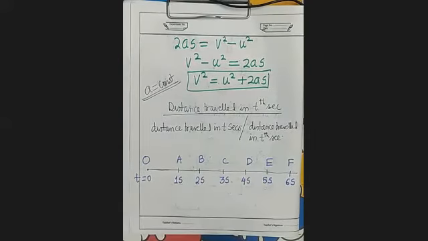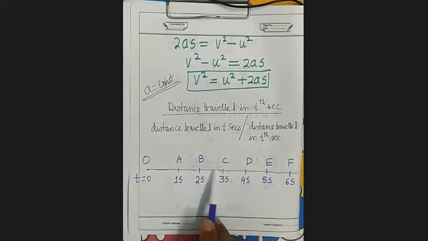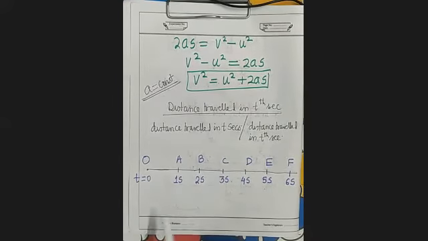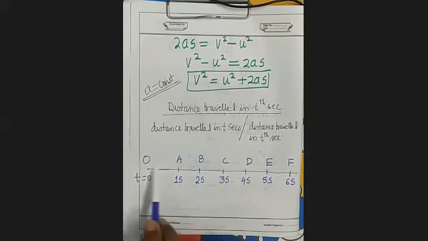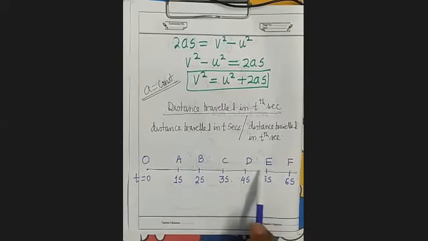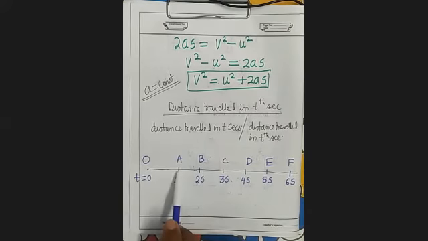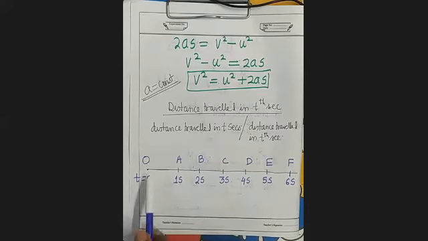It is clear? If I ask what is the distance traveled by the body in 3 seconds, then O to C. It will be equal to OC. It is clear? Distance traveled in 6 seconds, OF. Distance traveled in 5 seconds, OE. Distance traveled in 1 second, OA. Distance traveled in 2 seconds, OB.